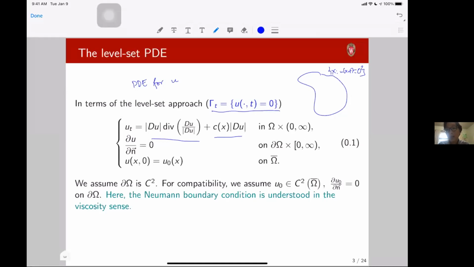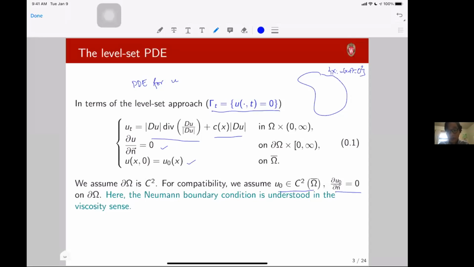And the right angle condition becomes a homogeneous Neumann boundary condition. This is the homogeneous Neumann boundary condition, and then we input the initial data u0(x). For compatibility, this is not needed, but just to make sure that we start with the right setting, we assume that the initial data is C2 with zero Neumann boundary condition.